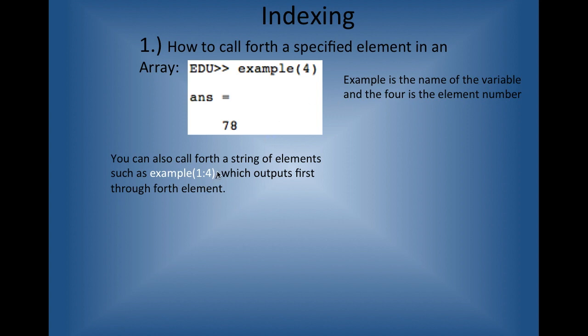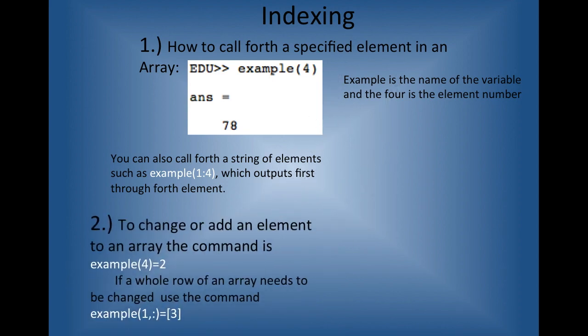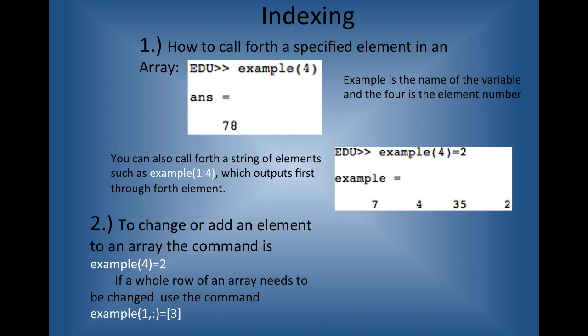You can also pull out a string of elements by using 1 colon 4, and that will pull out the first element through the fourth element. To change or add an element, you can simply do the same thing as you did up here, except you just put an equals sign, and that will change the fourth element, which is a 78, into a 2.